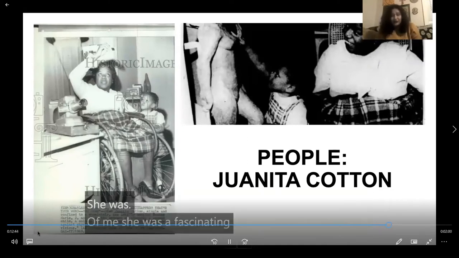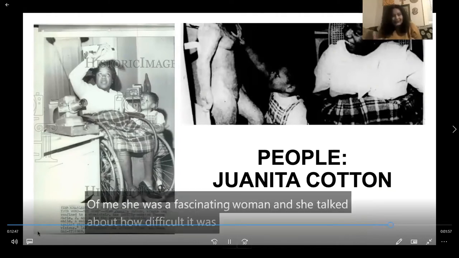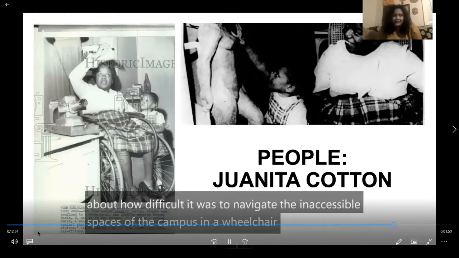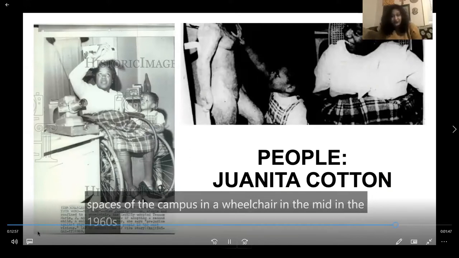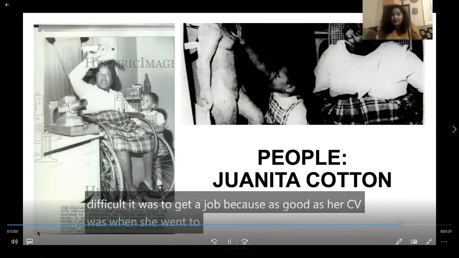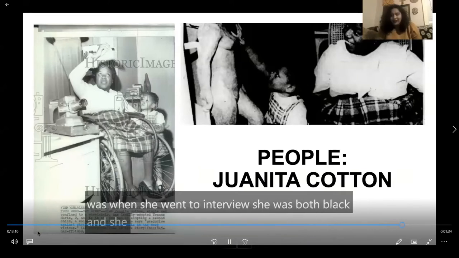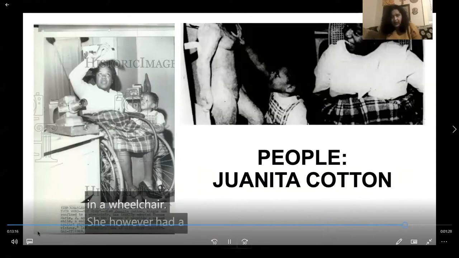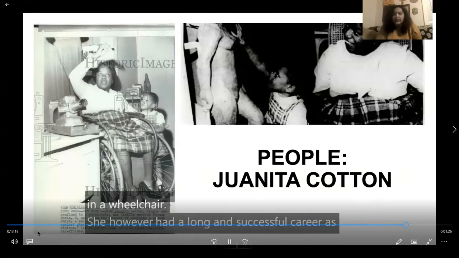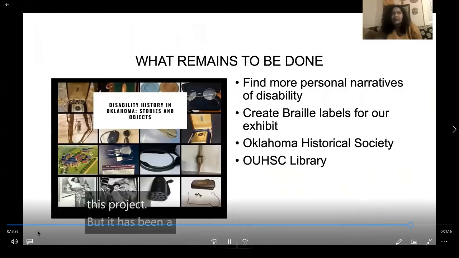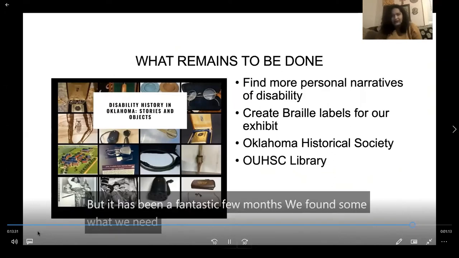She was a fascinating woman, and she talked about how difficult it was to navigate the inaccessible spaces of the campus in a wheelchair in the 1960s. When she graduated, she talked about how difficult it was to get a job because, as good as her CV was, when she went to interview, she was both Black and in a wheelchair. She, however, had a long and successful career as an artist and as a teacher.